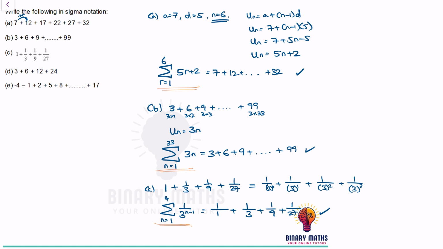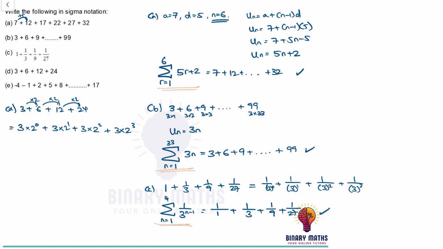There's lots of different ways of expressing it, by the way. That is not unique. That's one of the answers you can get. Let's do D here. So I've got 3 plus 6 plus 12 plus 24. What I realize is we're timesing by 2 to get the next one. Okay, so I can write it as 3 times 2 to the power of 0, plus 3 times 2 to the power of 1 plus 3 times 2 to the power of 2 plus 3 times 2 to the power of 3. So I do get those numbers in that series.